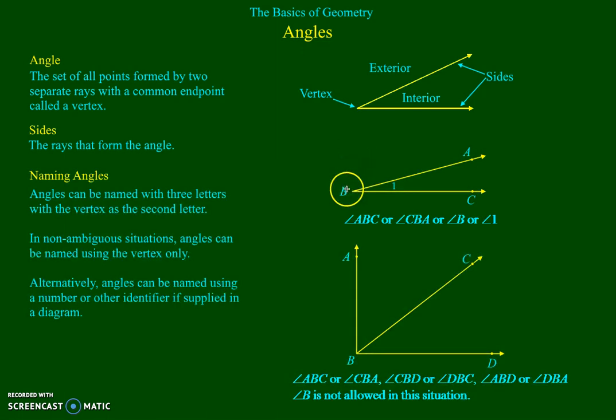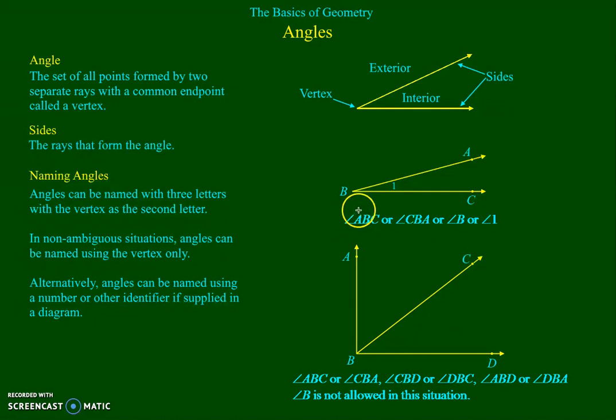In general, angles are named with 3 letters. The vertex must always be the second letter in the name. So you're going to have point, vertex, point. This vertex must always be the second letter. It would be inappropriate to say angle BAC. That is not an appropriate angle. You could say angle CBA or angle ABC. And it's always preceded by this angle symbol here.